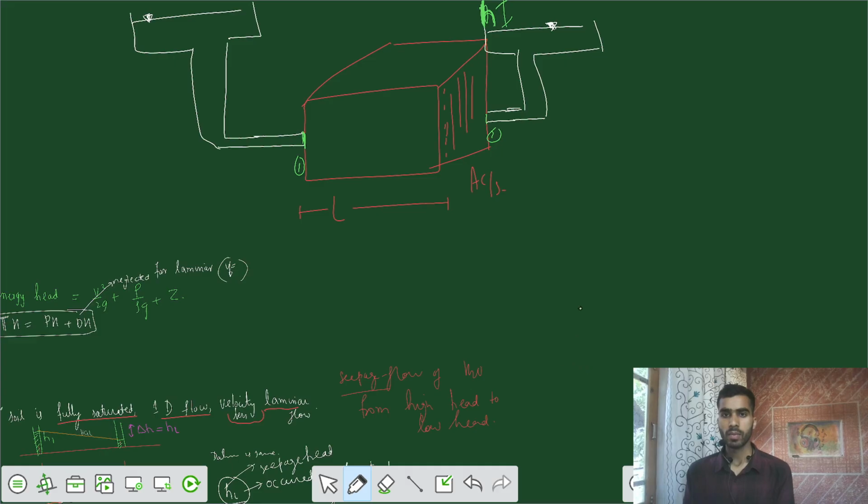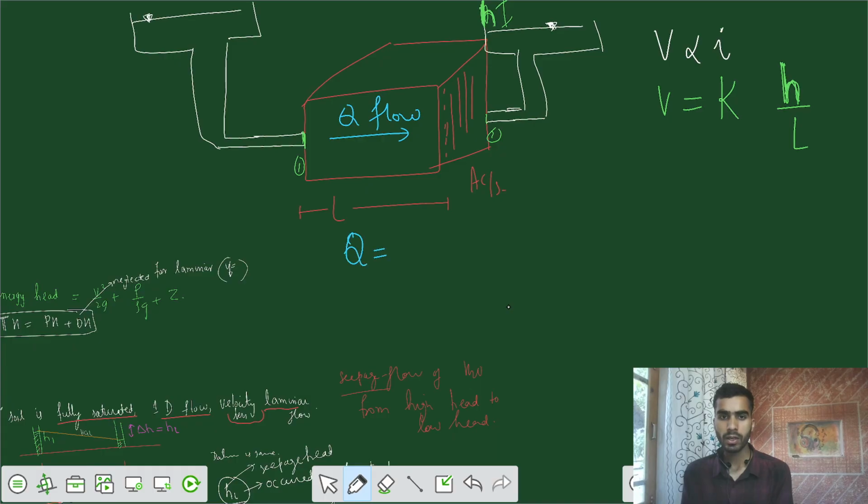Based on Darcy's law, velocity is proportional to hydraulic gradient. In this problem, v equals k times the hydraulic gradient, which is the head loss, the difference of head between the two sections, per unit length. So there would be some flow. What is the value of that flow?